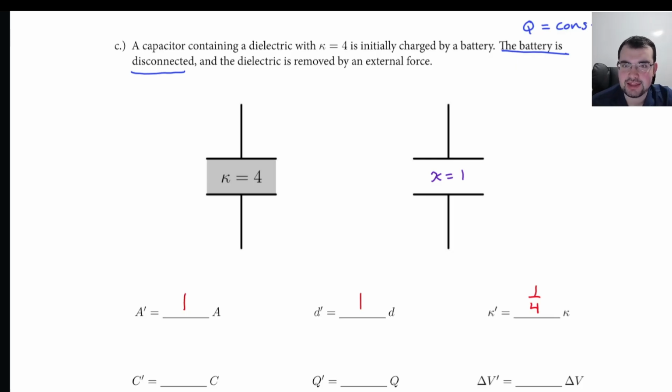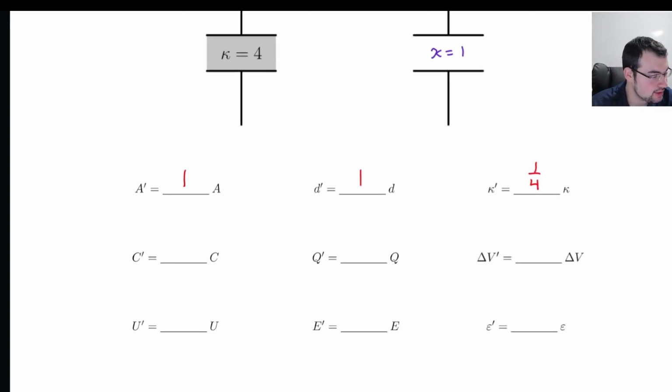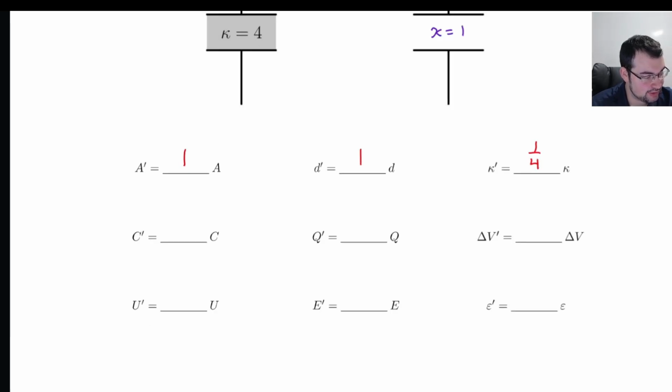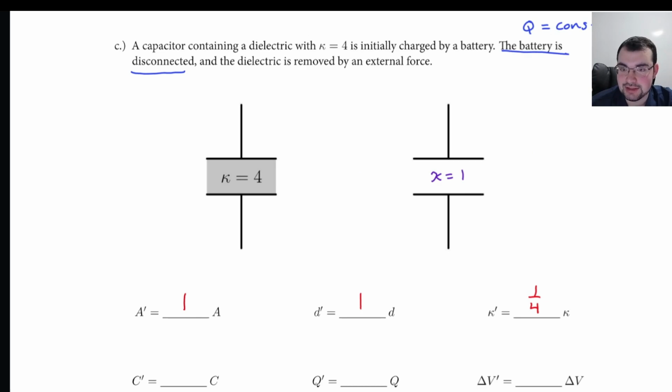And you might be thinking that's an issue, because we said kappa must be greater than or equal to 1. And again, we're just looking at the ratio here. So that's totally legal that we have a divide by 4 here, because we're saying that kappa got divided by 4. What is capacitance then?